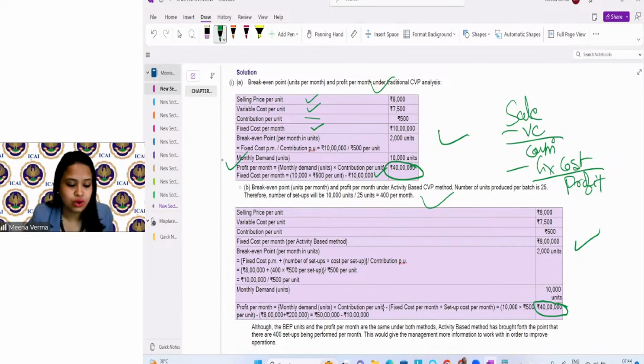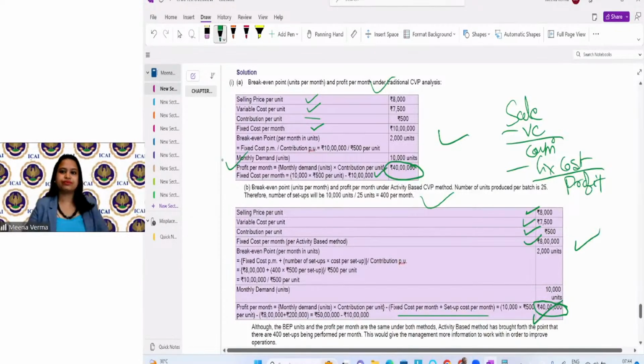And you can see here also they have considered sale minus variable cost is contribution, minus fixed cost, minus setup cost also. They have subtracted both. Fixed cost and setup cost, and you will get the profit. That's it. So in this way, you can find, and they have calculated the break-even point also.